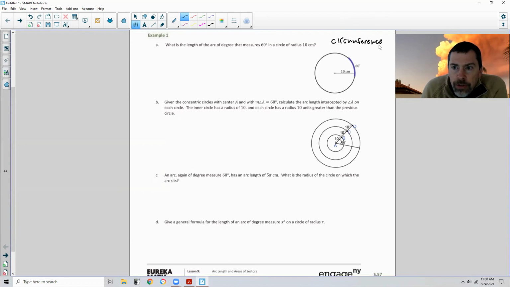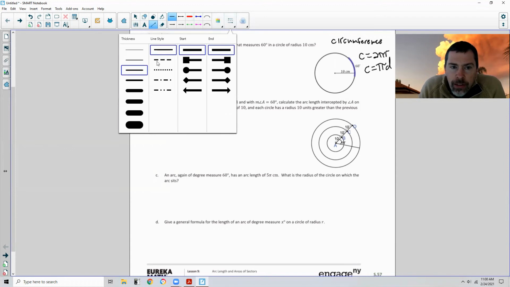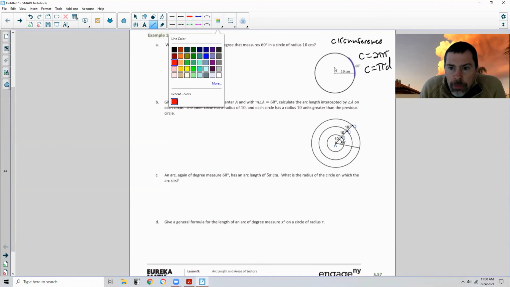So we know how to find the circumference of a circle. The circumference equals 2 pi r, or the circumference equals pi times the diameter, depending on whether we know the radius or the diameter. So we know the circumference, the distance all the way around, but now I only have this much of the circle. I'm going to explain this to you rather than just giving you the answer. So think about it this way.